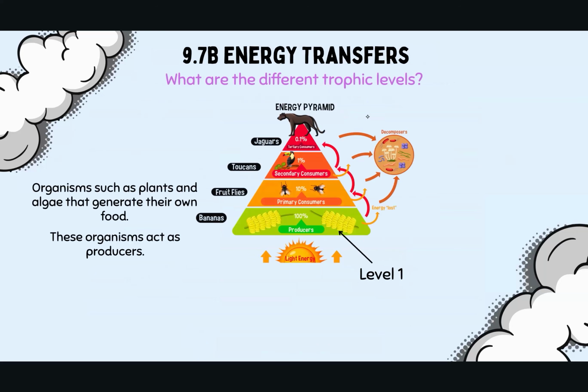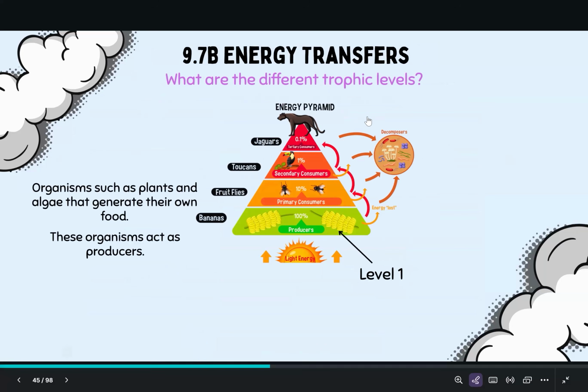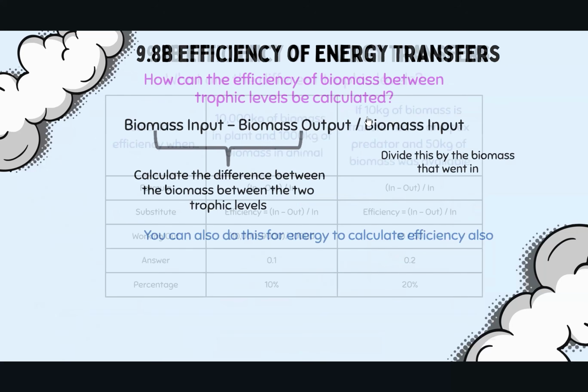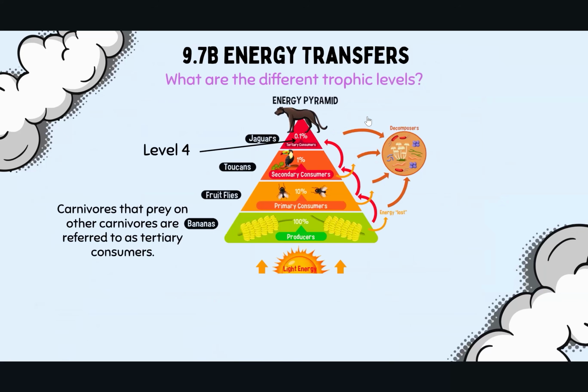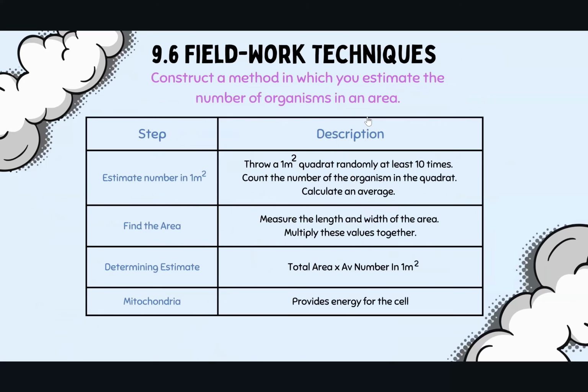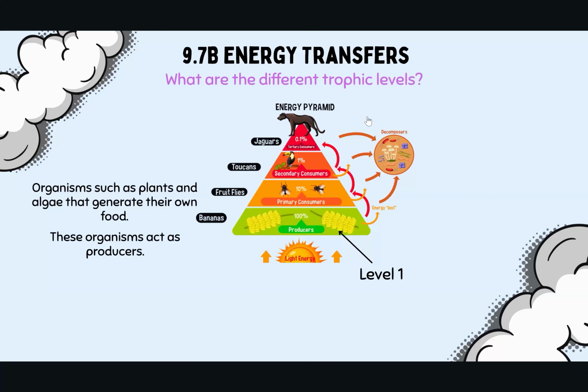Okay, so what are the different trophic levels? So this is 9.7b, so this is purely triple only. The whole booklet is not triple. So once we've gone through 9.7 and 9.8, 9.9 is back to being combined and triple again. So anyone that's doing combined, you only have to be patient for 5-10 minutes.